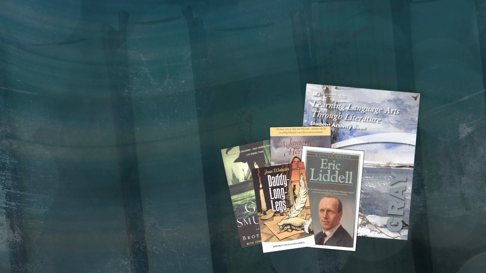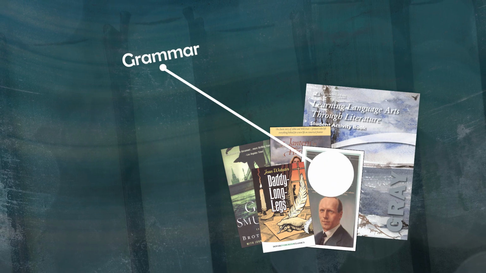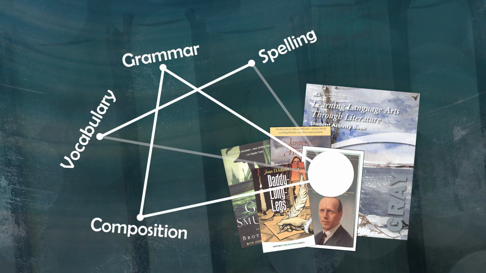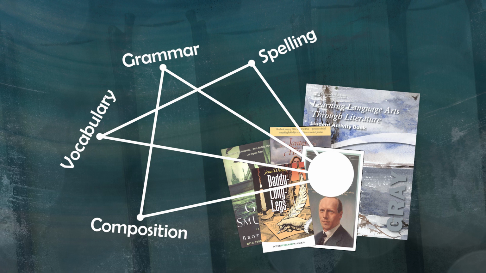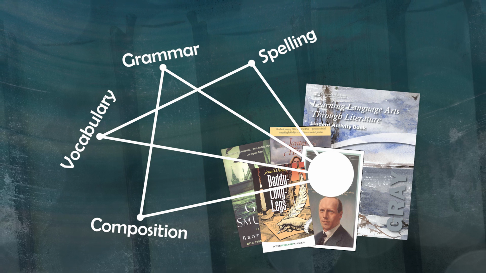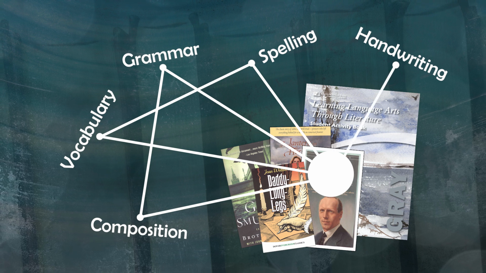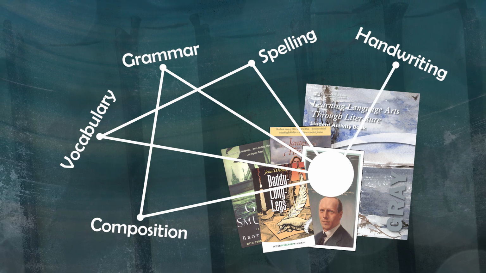The integrated approach assigns meaning to the lessons. Grammar is taught with composition, not in isolation. Vocabulary and spelling come right out of the novel or text you're reading. Your student has already seen the words. Handwriting comes from passages you've read. The more connections, the better the retention.